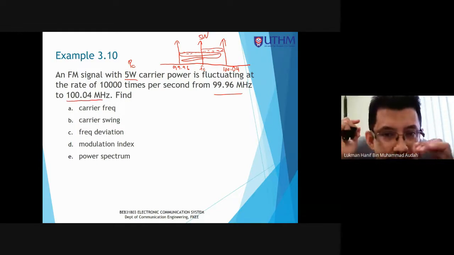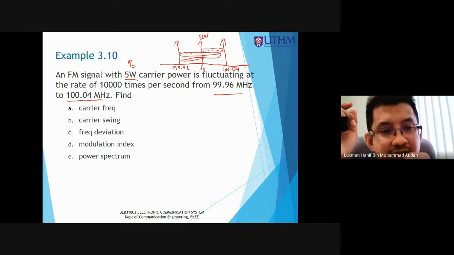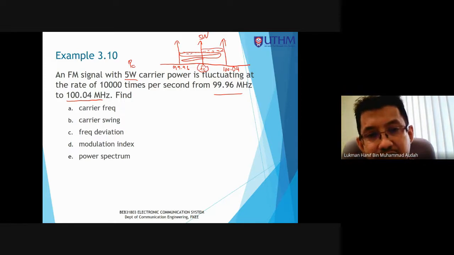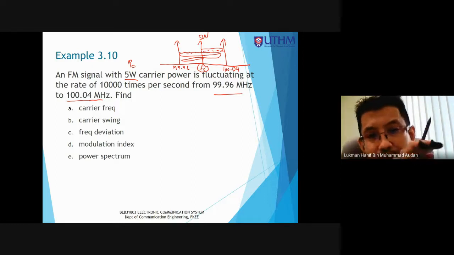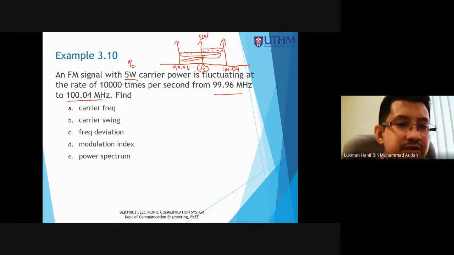So that's the situations. So from here, we can see that FC is the center, and the range is from 99.96 until 100.04. Okay, and it fluctuates 10,000 times per second, 10,000 kali. So this actually referring to the modulating signal frequency, which is 10 kHz.